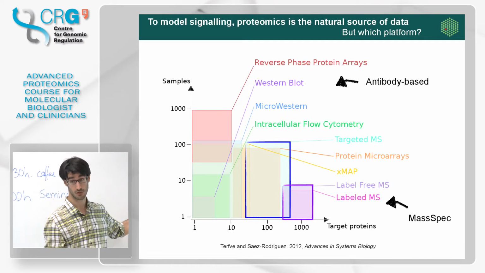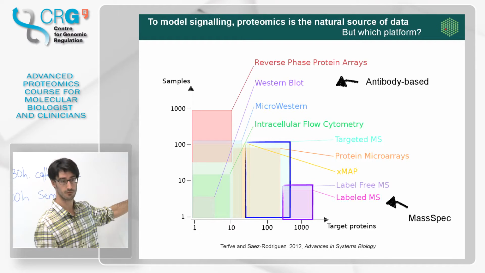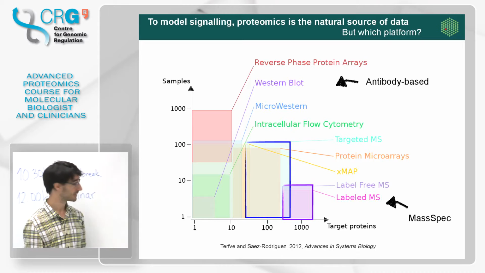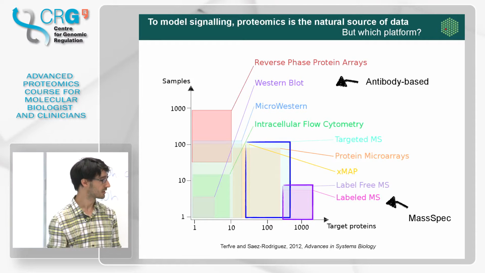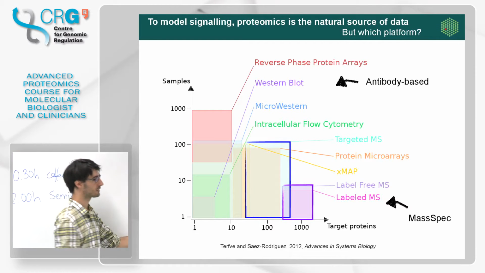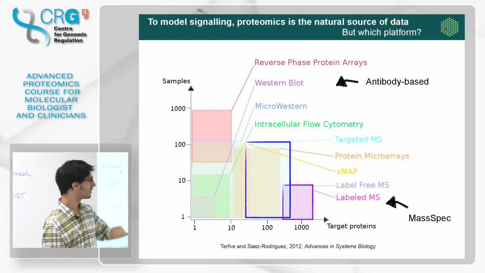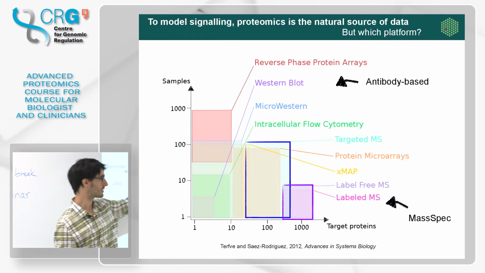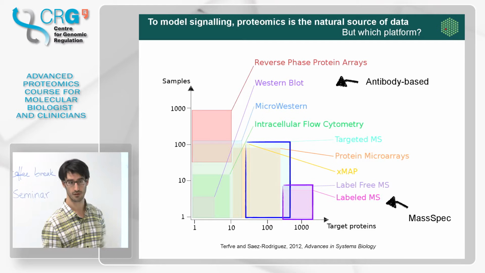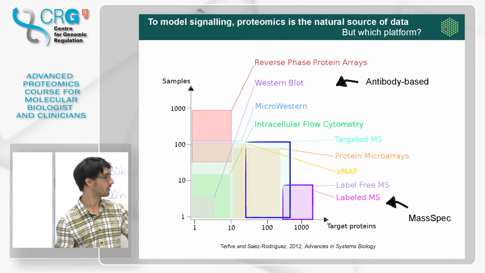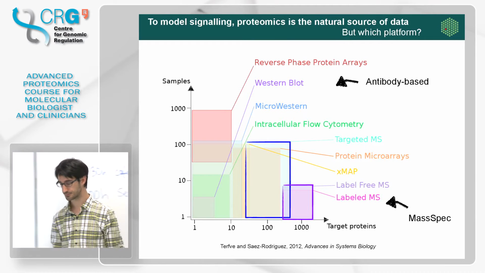There, the trade-off though is that you are going to have a lot less sampling. So this is something that you have to take into account, and because of this trade-off, you can use antibody-based approaches more for validation, for example, or mass spec for discovery.